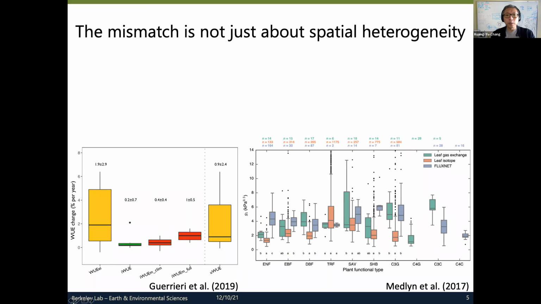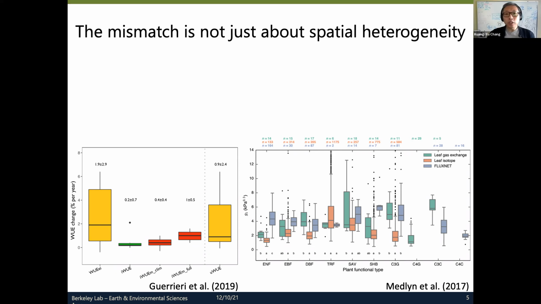Importantly, the discrepancies between water use efficiency trends inferred from tree ring chronology and eddy covariance measurements are unlikely driven by the high spatial heterogeneity presented in real-world data sampling. Here on the left-hand side, water use efficiency from tree ring chronology and eddy covariance measurements were compared at a North American temperate forest, which again show that trends in eddy covariance ecosystem scale water use efficiency, which are the yellow bars here, are about an order of magnitude larger than those inferred from the tree ring record, which is the green box plot.